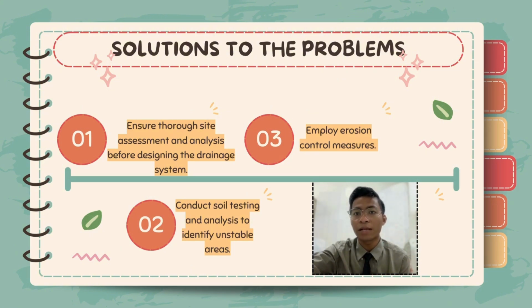And the last solution is to employ erosion control measures, by using things like plants, erosion control blankets, and barriers called check dams to stop the soil from moving and to keep sediment out. Plants along streams and slopes help stop soil from washing away. During construction, we can use blankets to cover the soil and protect it until the plants can grow. And check dams are like mini walls in water channels that slow down the water and catch dirt.